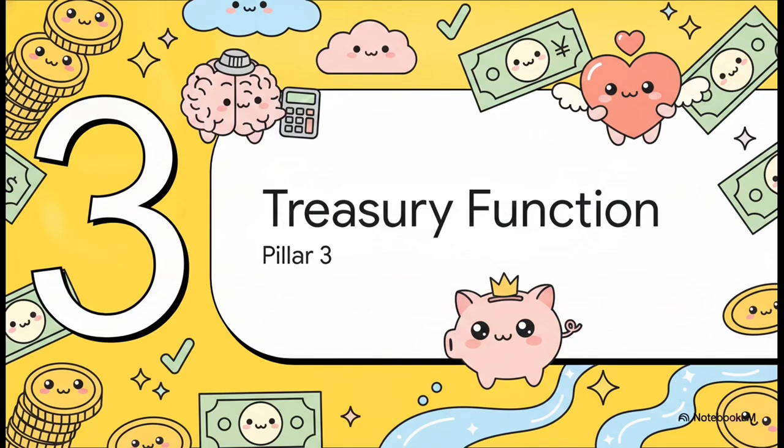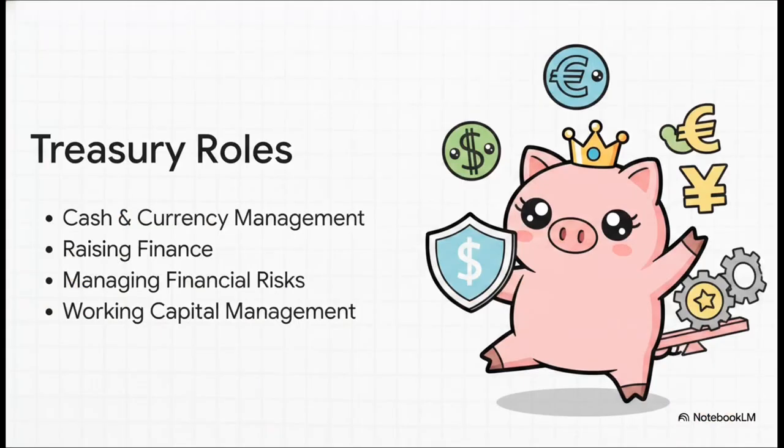Next up is Pillar 3, the Treasury Function. If accounting is the brain of the business, you can think of the Treasury as the heart, pumping the actual lifeblood, cash and funding. The treasurer has a very distinct set of responsibilities. They handle cash and currency management, protecting against foreign exchange losses, for example, and they raise finance. When a shiny new investment gets the green light, the treasurer has to figure out how to actually pay for it. Do we issue new equity shares, or do we take on debt, like a bank loan? They also manage the company's financial risks and keep a close eye on working capital.